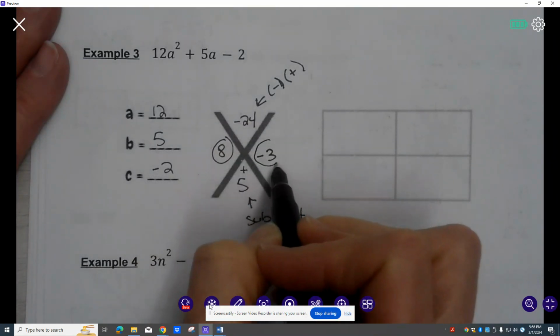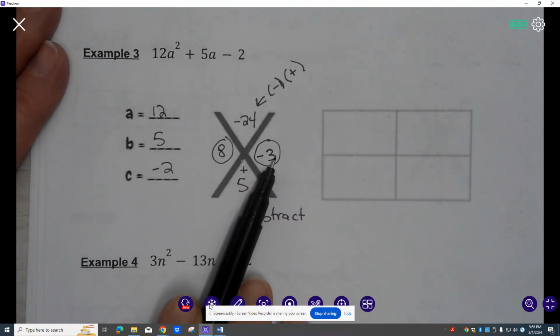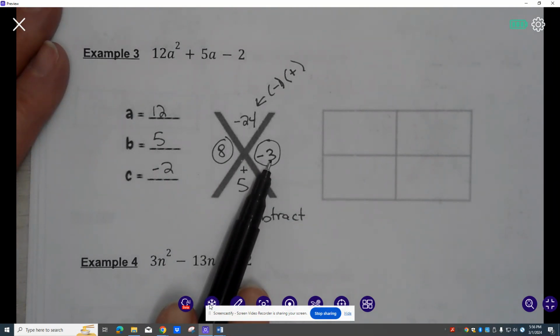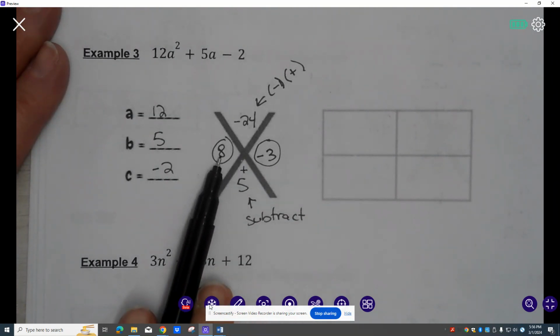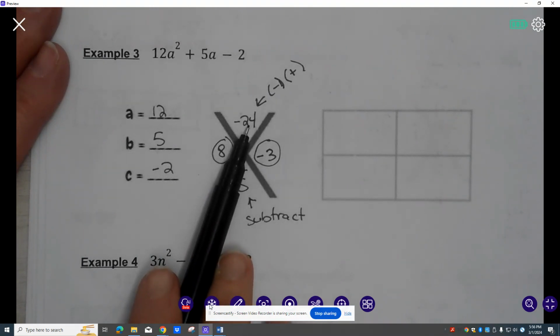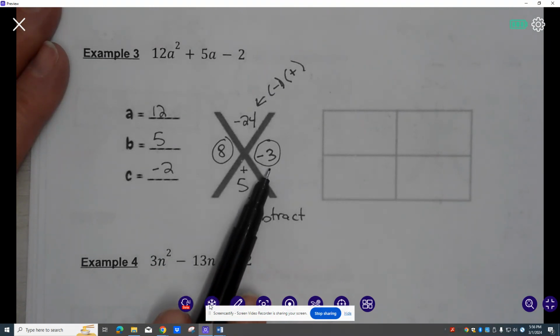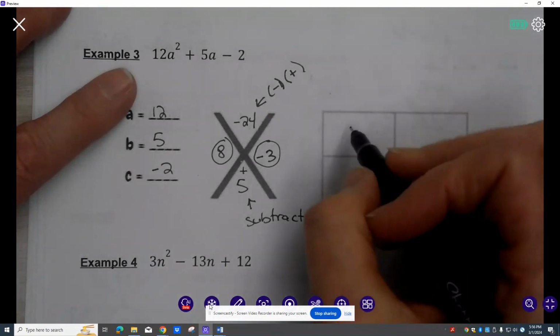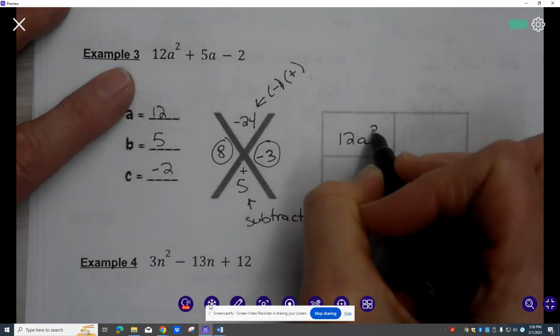Now I need to make one of them negative. So in order that when I add them, I get a positive 5, I would have to make the 3 negative. So 8 times negative 3 is negative 24. 8 plus negative 3 is positive 5. Then put your problem in the box.